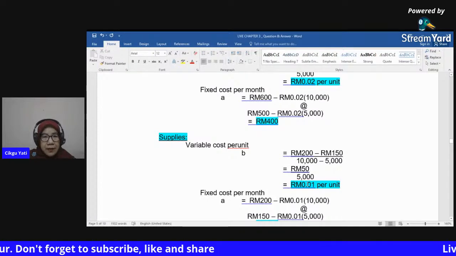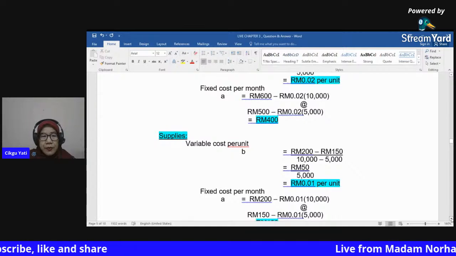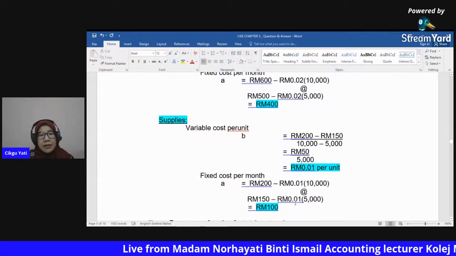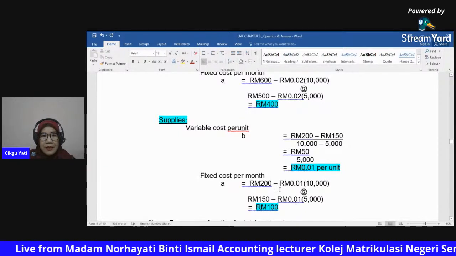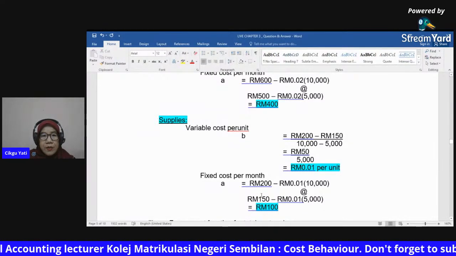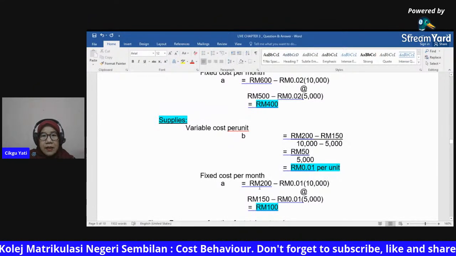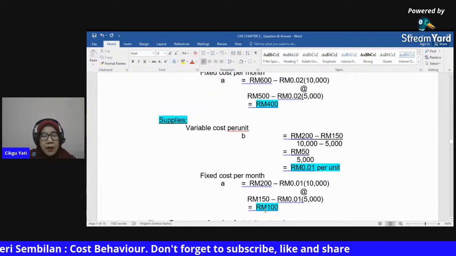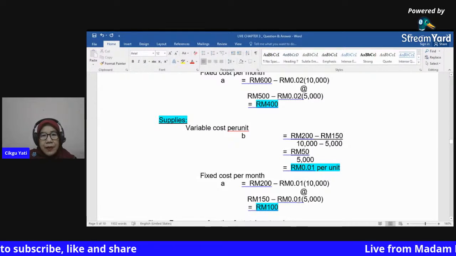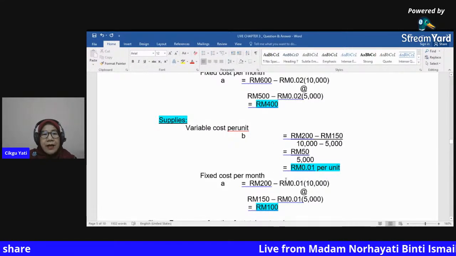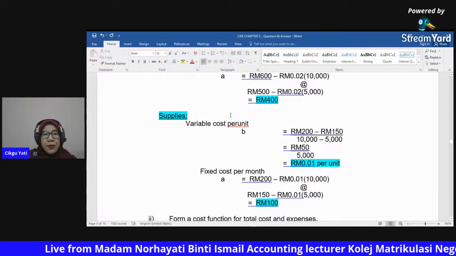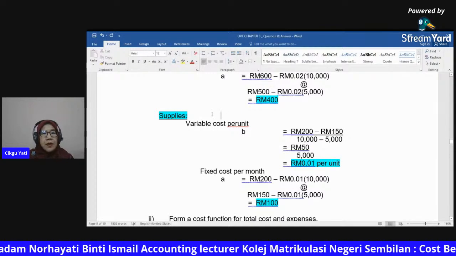This is the first step. The second step, you just substitute variable cost per unit in order to calculate fixed cost. So the formula is y equals a plus bx. You can take either the lowest unit with the lowest cost or the highest unit with the highest cost and the answer for fixed cost, RM 100, remains constant. Either you take 5,000 or 10,000. So you can form the cost function for supplies. So what is the cost function?